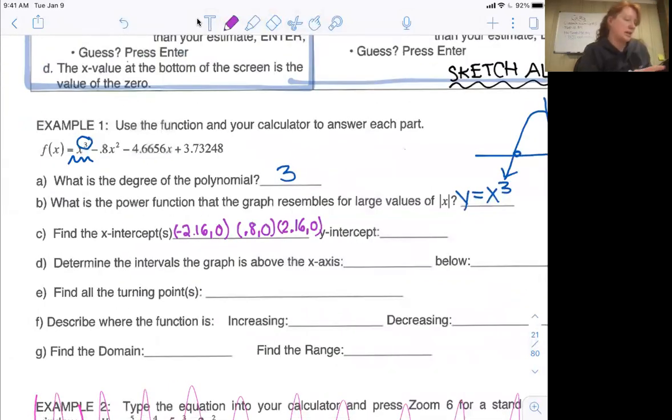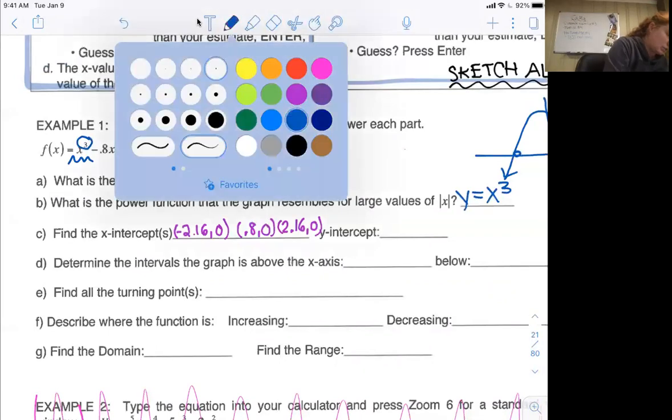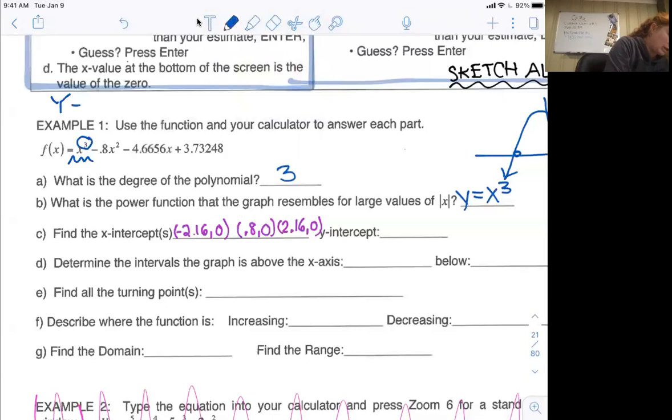To find the y-intercept, it's very, very easy. You don't have to calculate it. I'm going to add this section right here. To find the y-intercept, you're going to hit trace.